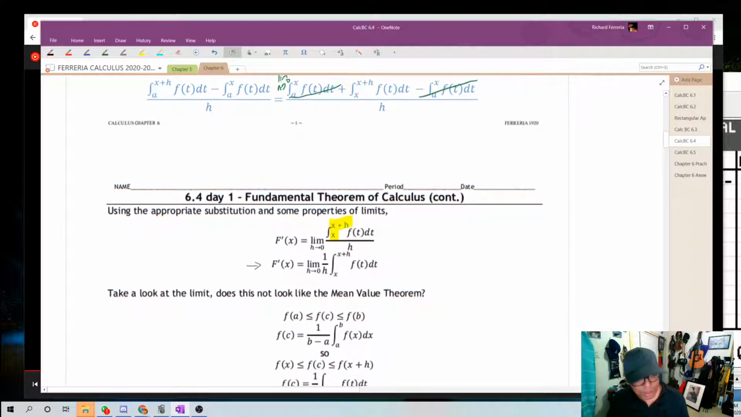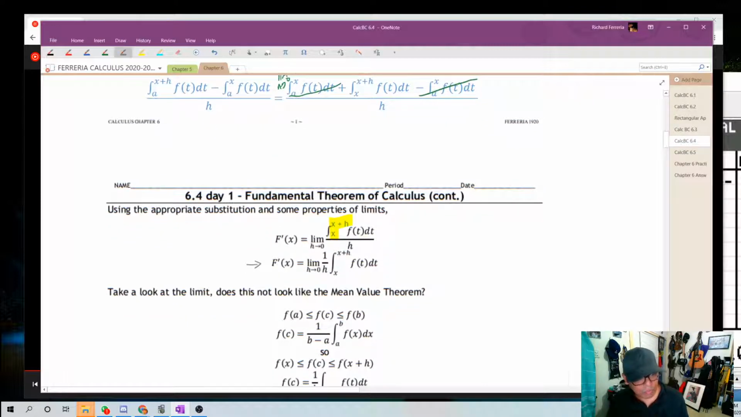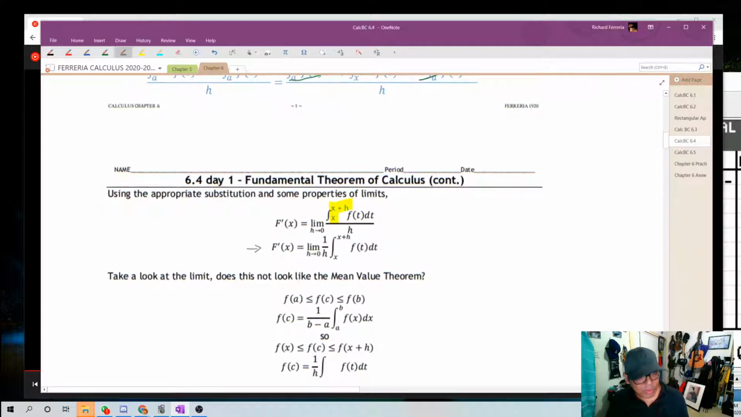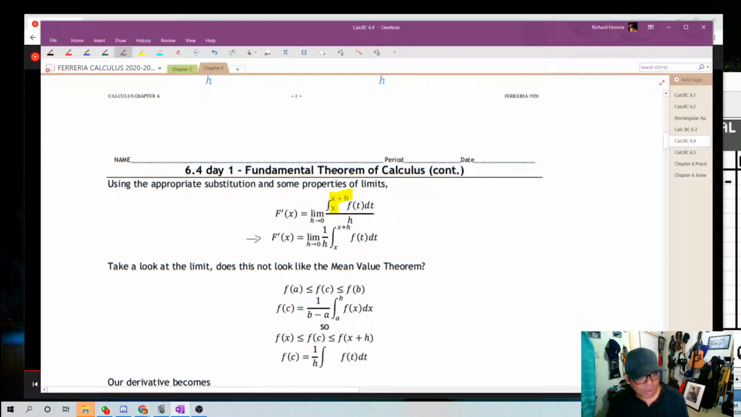And that's supposed to remind you of the mean value theorem, where you have a function somewhere between where f of a is less than f of c is less than f of b. Well, that's not the part that's supposed to remind you. The integral is supposed to remind you. We have an integral of 1 over b minus a, integral from a to b.